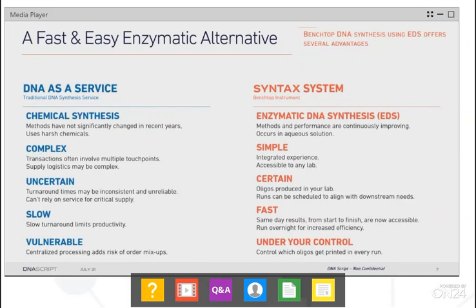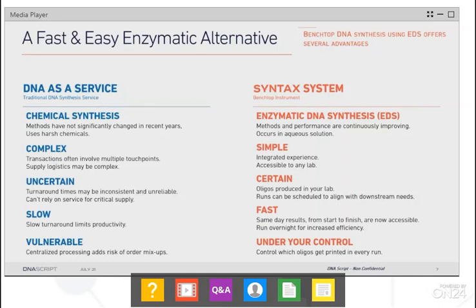using traditional chemical synthesis methods. First, the Syntax is powered by EDS, an aqueous-based synthesis approach that we continue to develop and improve as our platform evolves. In contrast, traditional DNA as a service is based on chemical synthesis, an approach where methods have not significantly improved over time and uses large volumes of harsh chemicals. The Syntax solution is a simple integrated experience which is accessible to any lab as compared to DNA as a service vendors where transactions often involve multiple touch points and supply logistics may be complex.